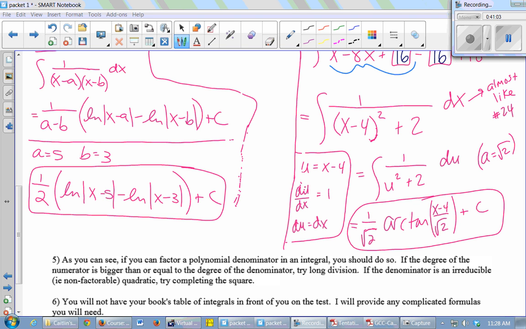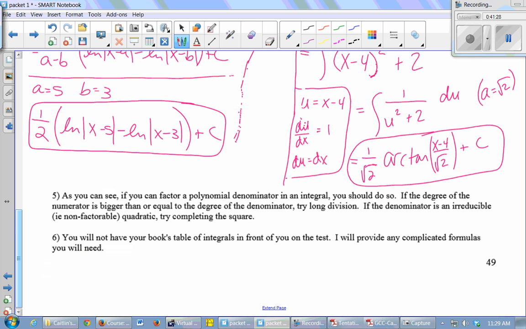So those last two are tricky uses of the table where you have to do a significant algebraic manipulation before you can use the table. Oh, I don't care about square roots in the denominator. That's fine.